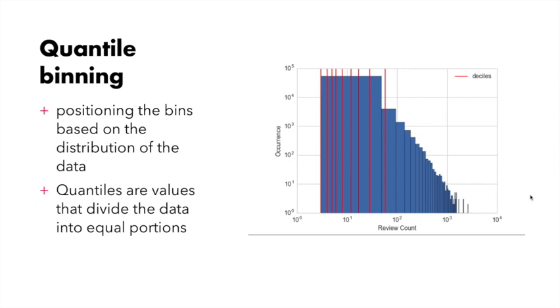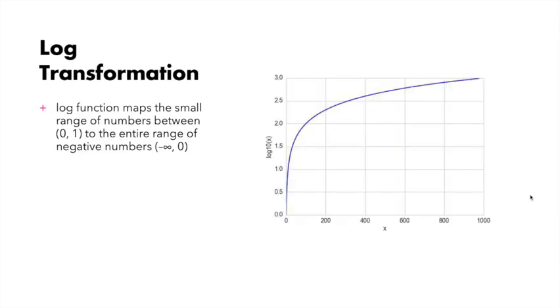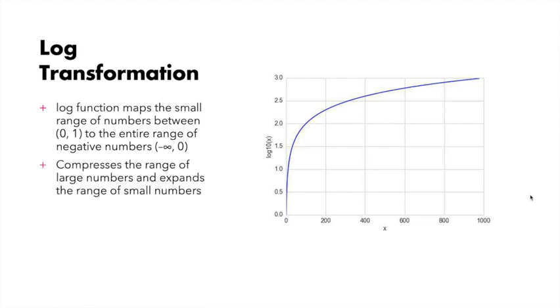Okay, now that we talked about this, and I already mentioned log transformation a couple of times, let's see what I mean by that. A log function is the inverse of the exponential function. The log function maps a small range of numbers between 0 and 1 to the entire range of negative numbers from minus infinity to 0. The log function compresses the range of large numbers and expands the range of the small numbers. The larger x is, the slower log of x increments. And this is easier to digest if you look at the plot here.